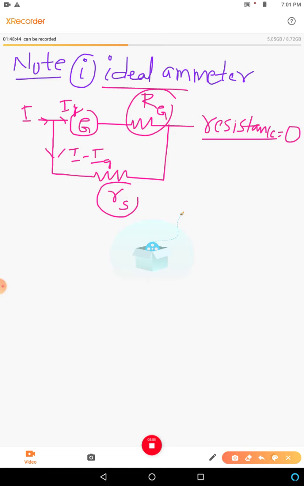So therefore for an ideal ammeter the resistance should be zero, because an ammeter is always connected in series. How do we always connect an ammeter? We connect it in series. Here there is also RS, which is connected in parallel.